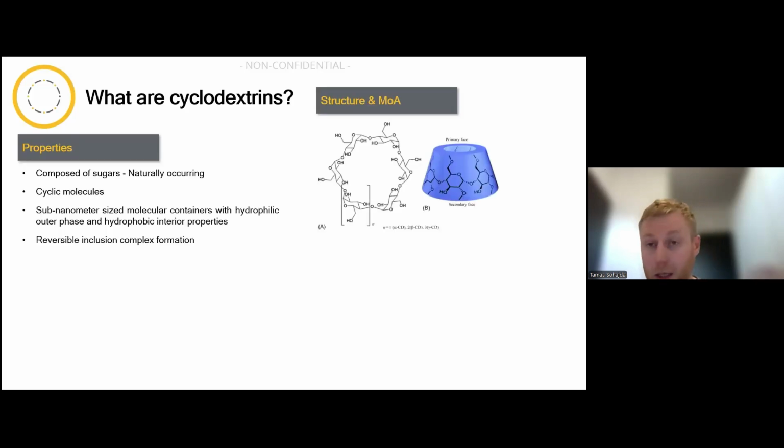So, cyclodextrins, if someone doesn't know them, are ring-shaped sugar molecules, oligosaccharides, with the structure of a truncated cone, or a donut, if you like it better. And the peculiarity is the cavity of the cyclodextrin, which can encapsulate different types of products.